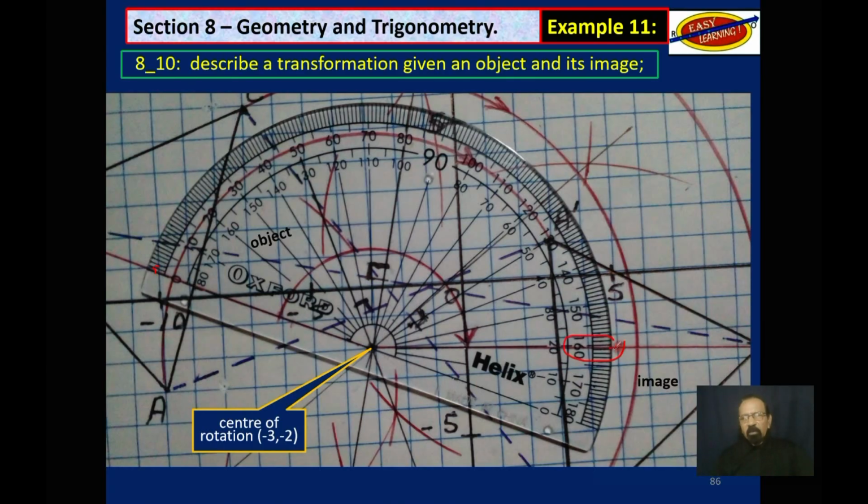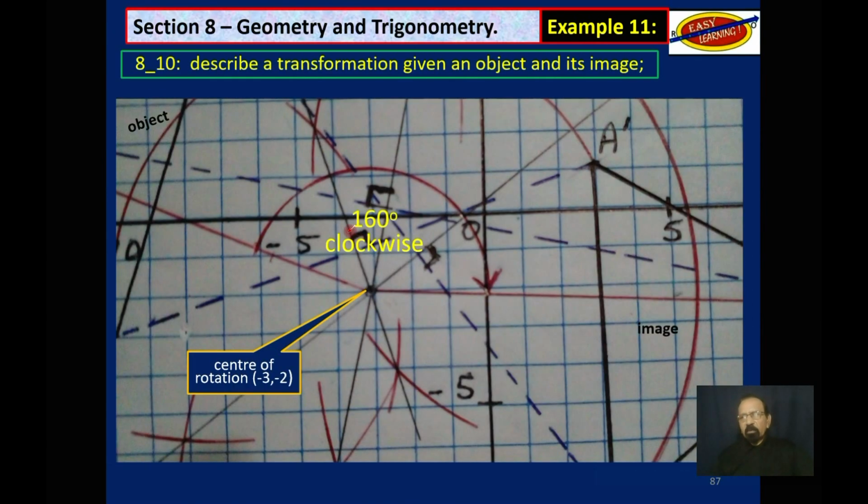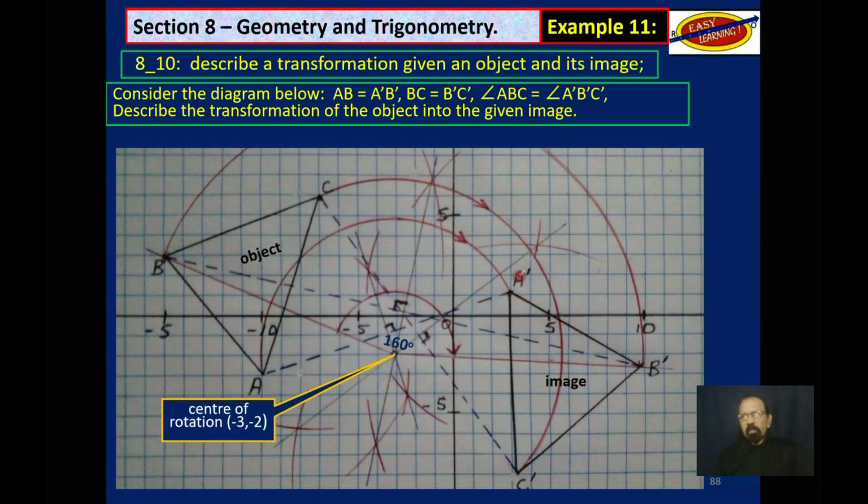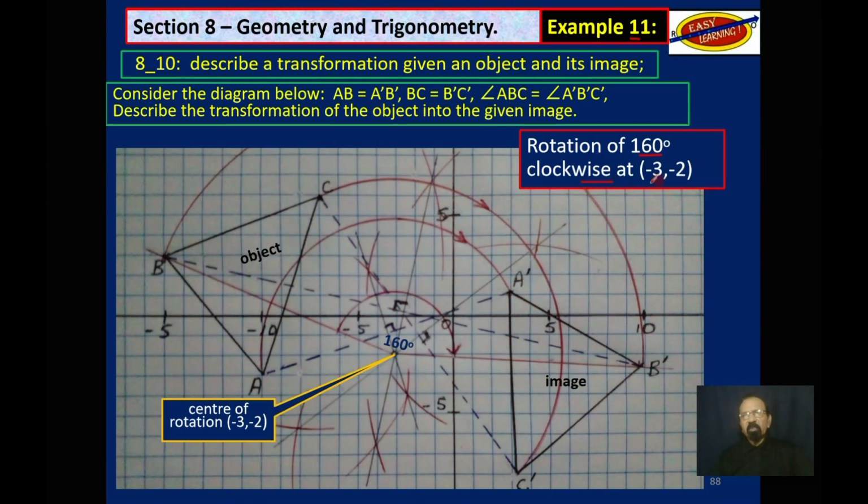Actually, it looks like 161, but we can round that off to 160. We can say it's 160. If you say 161, fine. So it's 160 degrees clockwise. So we can conclude this example by saying it's a rotation of 160 degrees clockwise at the center of rotation, -3, -2. You can state that like this.